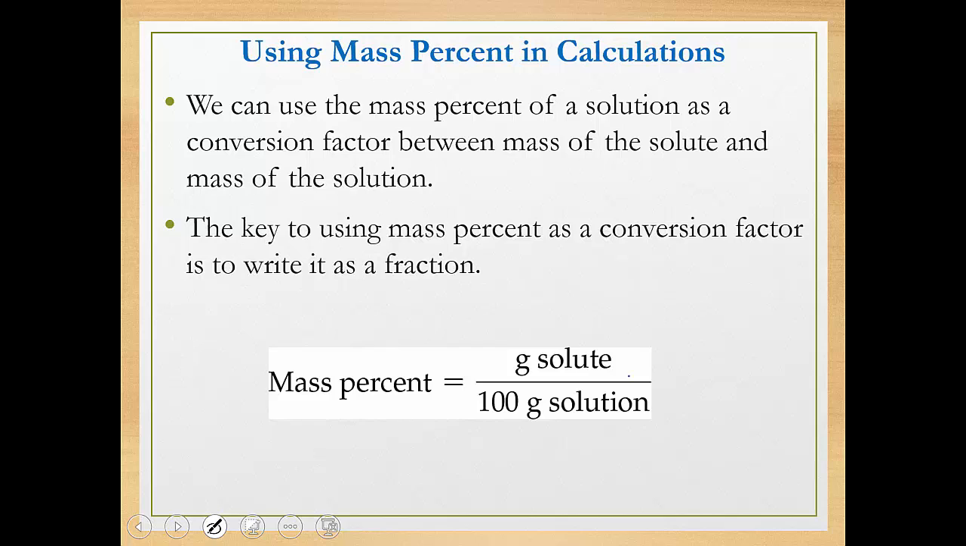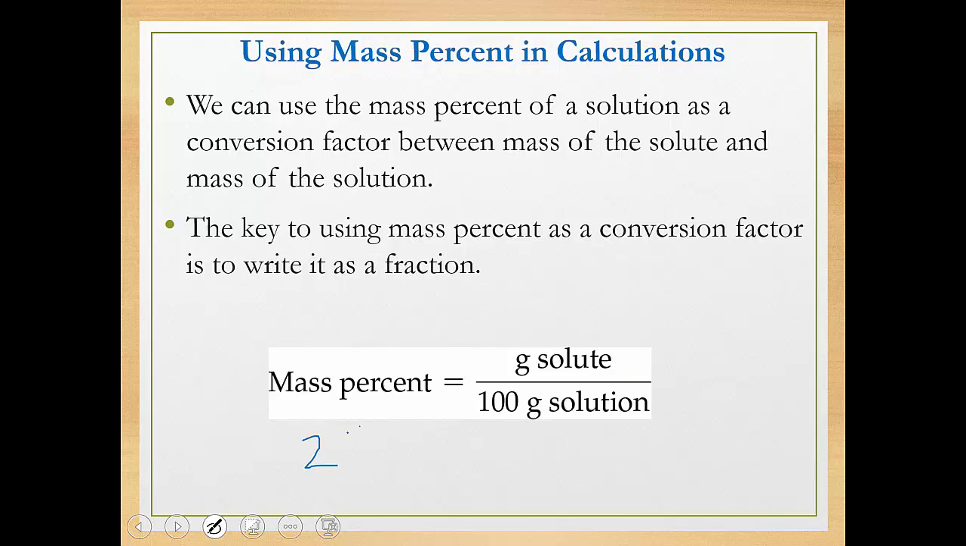Now, how can we use this to our advantage? Well, we can use the mass percent of a solution as a conversion factor. Woohoo! So we've got another conversion factor. We love those in chemistry because that allows us to get from point A to point B to point Z by using those conversion factors. So the key to using a mass percent as a conversion factor is to think of it in terms of its fraction rather than a mass percent. Mass percent is grams of solute per 100 grams of solution.